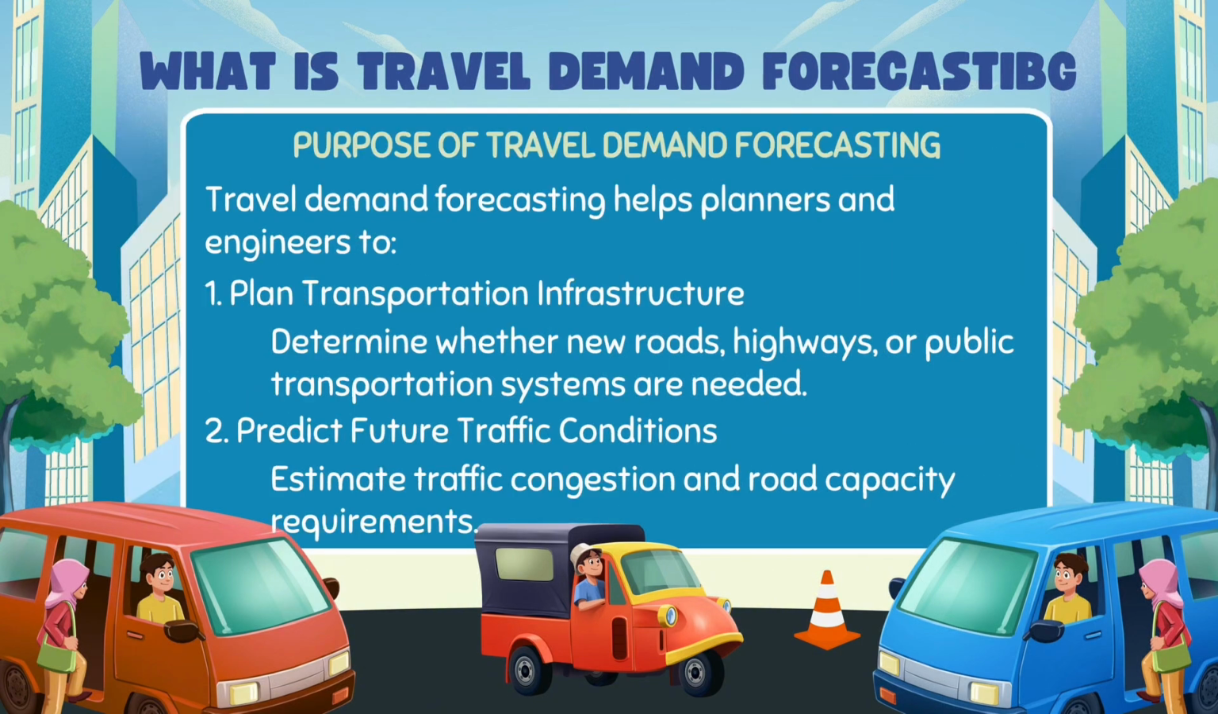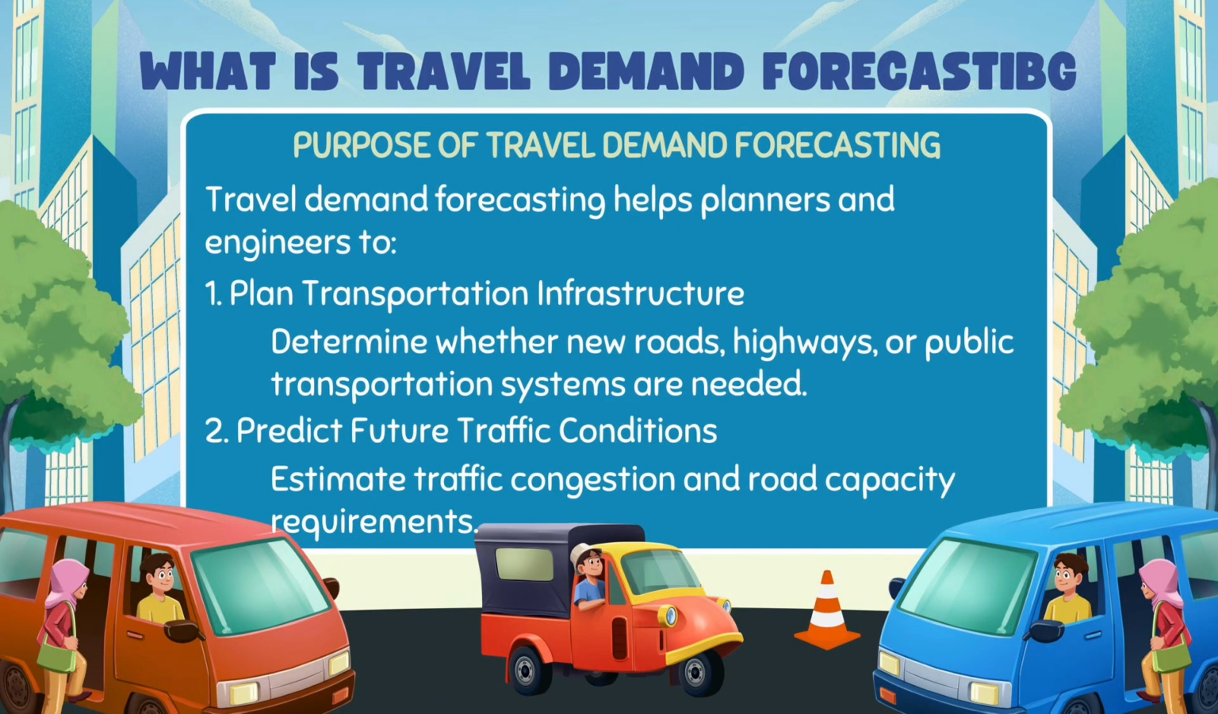So, the purpose of travel demand forecasting. It helps planners and engineers, first, to plan transportation infrastructure. So, determine whether new roads, highways, or public transportation systems are needed. Transportation infrastructure planning involves analyzing current and future travel needs, then designing appropriate facilities such as highways, transit systems, and pedestrian pathways to support economic growth and improve mobility.